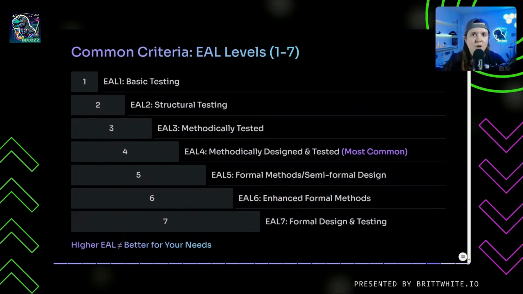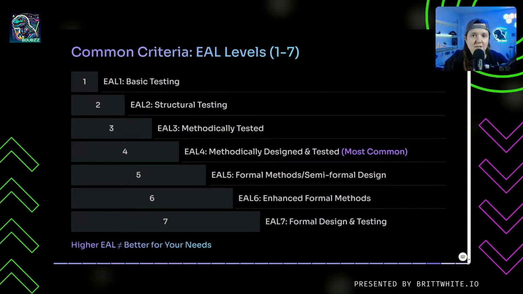And one last thing, when a product gets an EAL rating, it keeps that rating until there's a big change in how it works, like a major redesign or new features. Small updates and patches usually don't require going through the whole evaluation process again, though some vendors might do a limited reevaluation just to maintain confidence in their security.